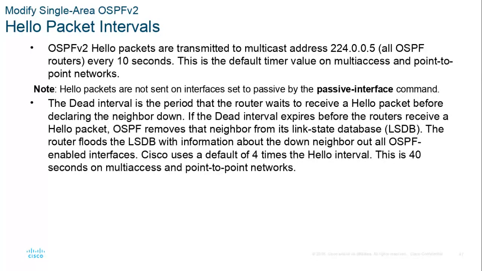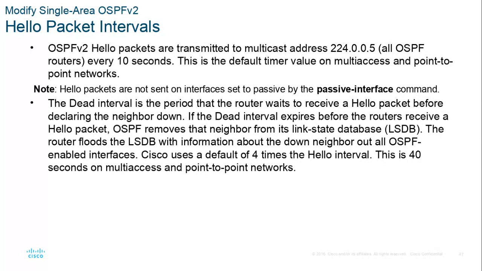The dead interval is the period by which the router waits to declare that link dead. So I'm supposed to hear a hello from you every 10 seconds. I'm R1, and I've been hearing the hellos from R2 every 10 seconds. And the 10 seconds goes by, and R2 is silent. I don't hear him anymore. What happened? I'll wait 20 seconds. Still nothing. I'm getting worried. 30 seconds. Something is dreadfully wrong between R1 and R2. 40 seconds. The dead interval has elapsed.